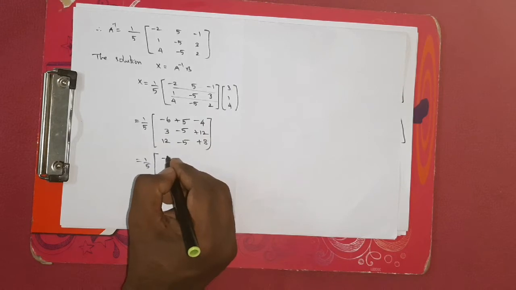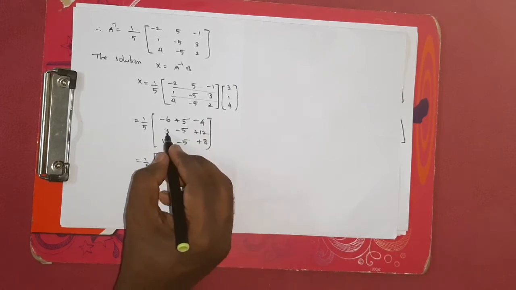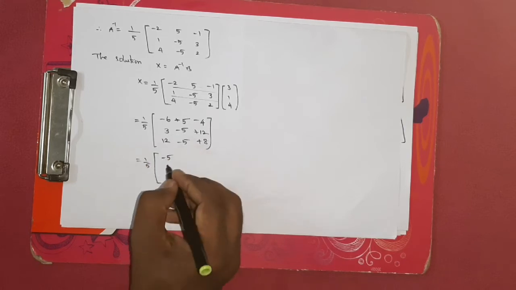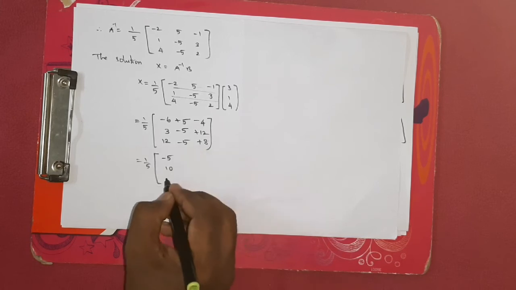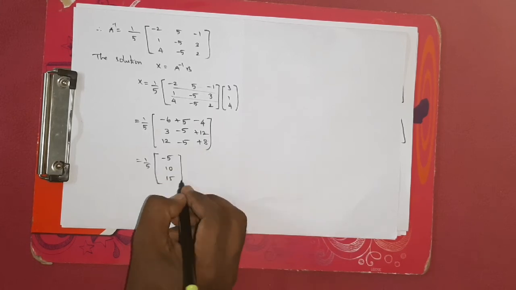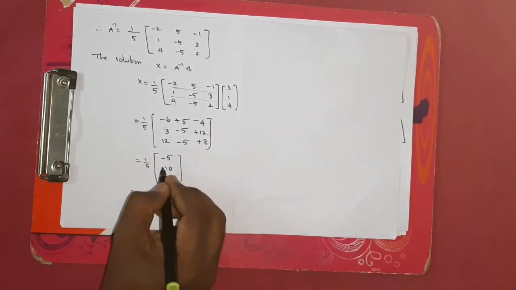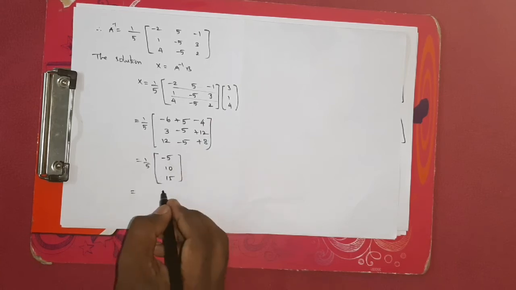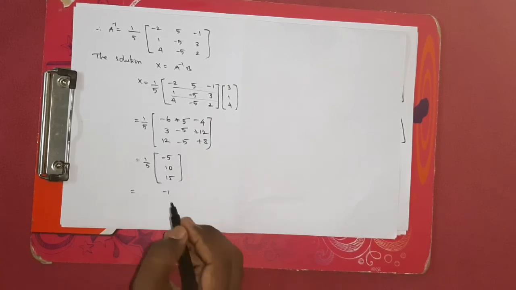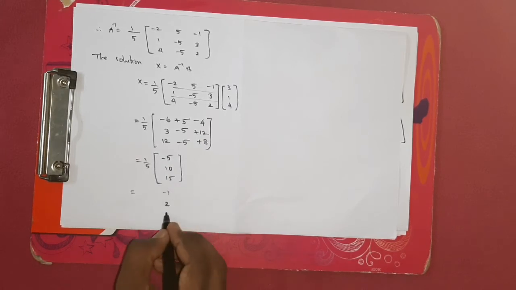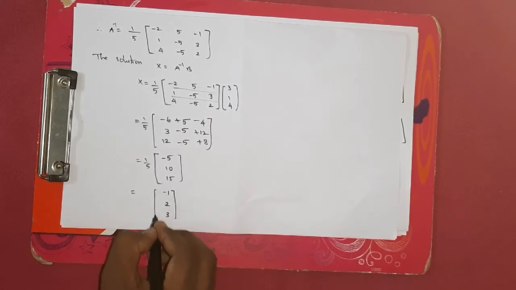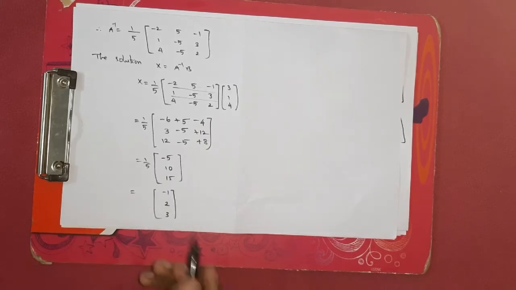-10 plus 5, -5. Okay. And here 12 plus 3, 15. 15 minus 5 is 10. And here 12 plus 8, 20. 20 minus 5, 15. So we got this. Now divide the whole by 5. So when you divide it by 5, you get what? -1. When you divide it by 5, you get 2. And here 3. So the answer is -1, 2 and 3.